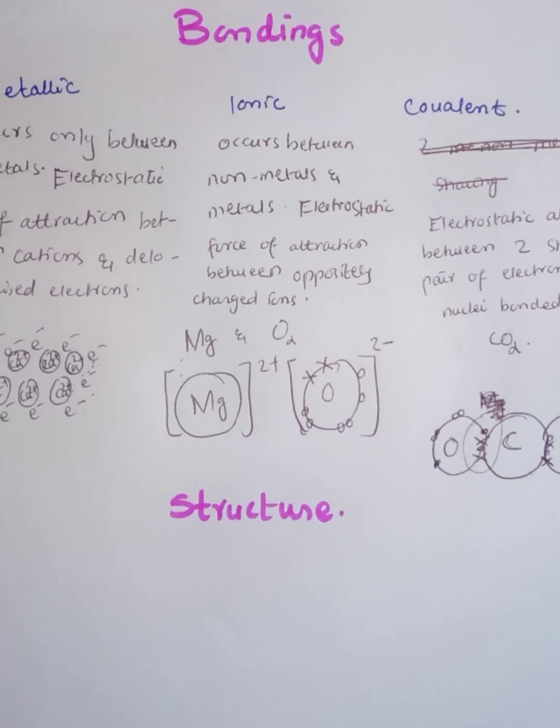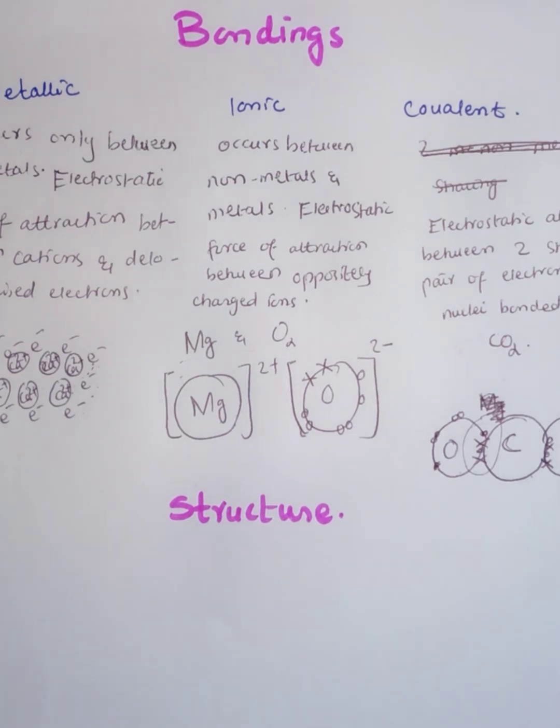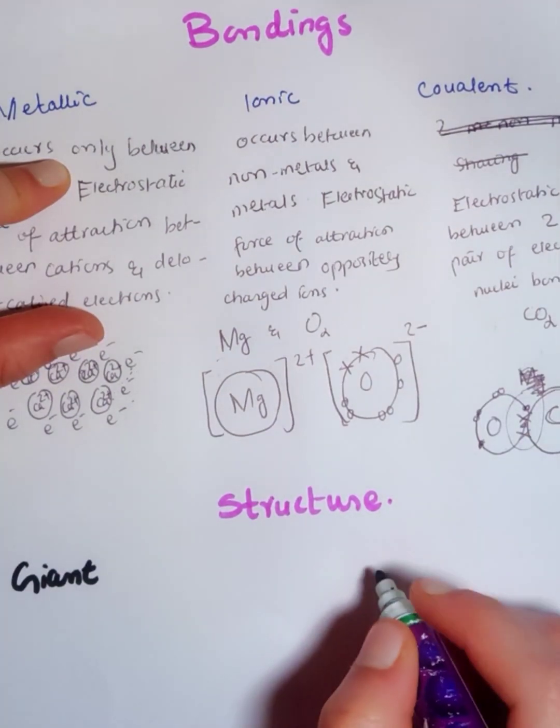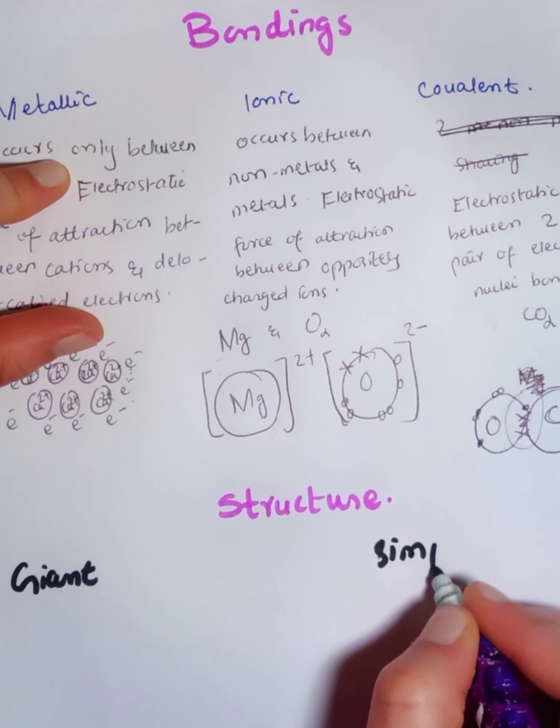What difference does it make with the different types of bonding? That gives different types of structure. There are two types of structure that you need to know about. The first one is giant, and the second one is simple.